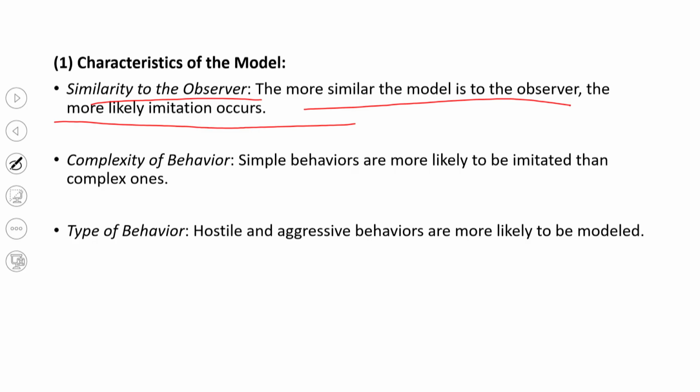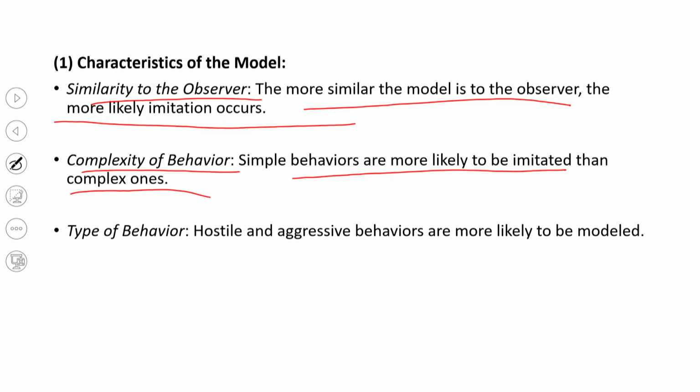These are some of the conditions which can facilitate imitation within the characteristics of the model. So, one is similarity to the observer, and second is the complexity of the behavior shown by the model. Simple behaviors are more likely to be imitated than complex ones. People can generally catch simple actions more easily as compared to actions that are very complex.